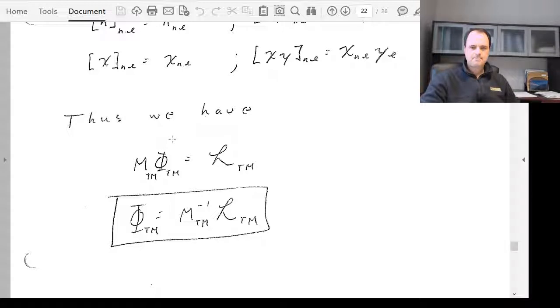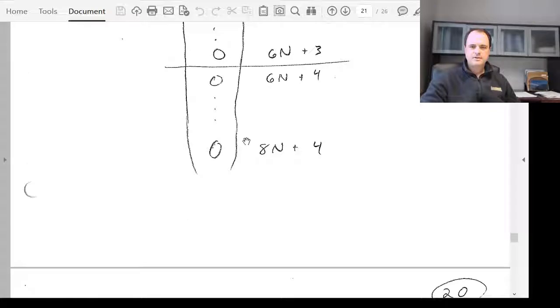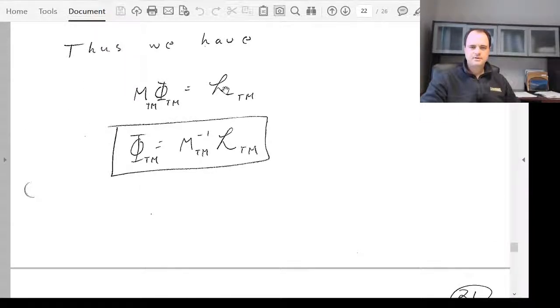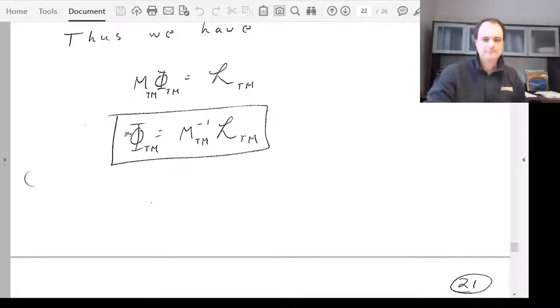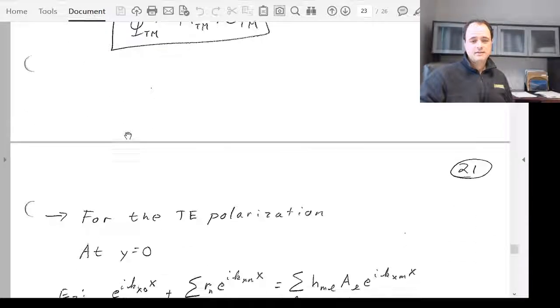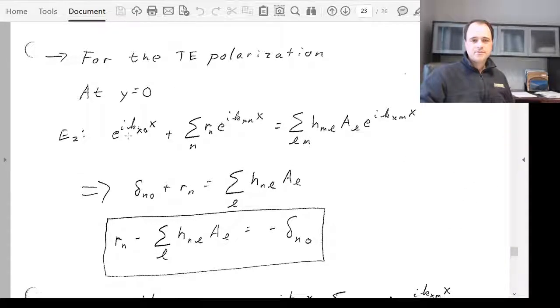So we have now this big relation here, where we have this matrix times the unknowns that we're trying to solve for equal to the incident wave condition matrix. So we take the inverse of m, multiply both sides, and then we're able to solve for the unknown expansion coefficients. All right, and that's it. I'll show you how to implement that in MATLAB. And you do the same thing for the TE.